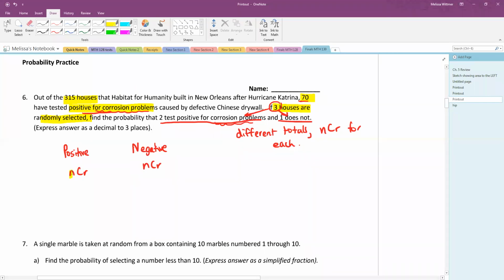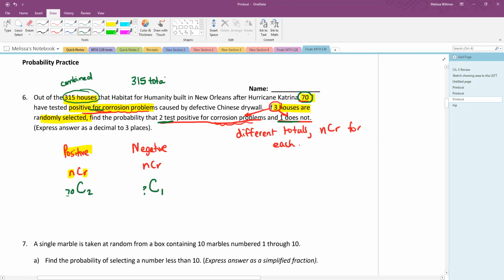Now we start by locating the N and the R for the positive. The bigger number, notice that we've got a big number here, 315 houses. That's combined, so I need to parse this out into the different categories. If you keep reading, there are 70 total positive for corrosion, so that's my N. And then we're picking 2, so that's my R, 70 picking 2. And for the other combination, the negative, I know I'm picking 1, so that's my R, but I need to know the total. This is where the 315 comes in.